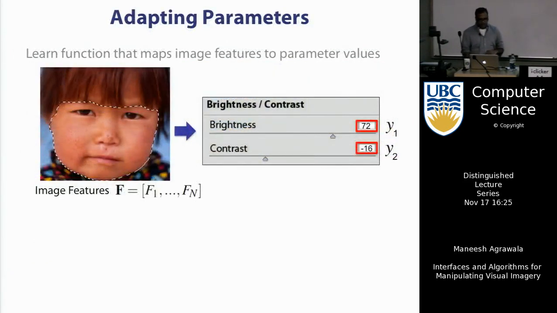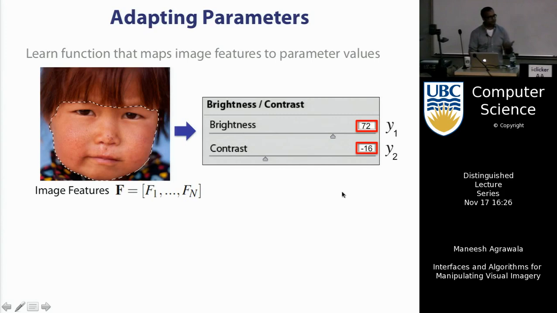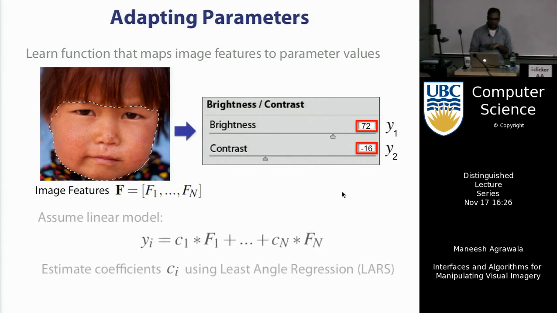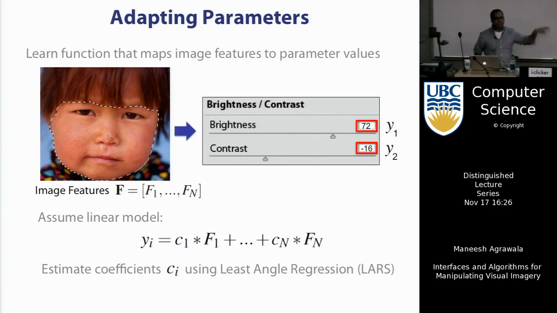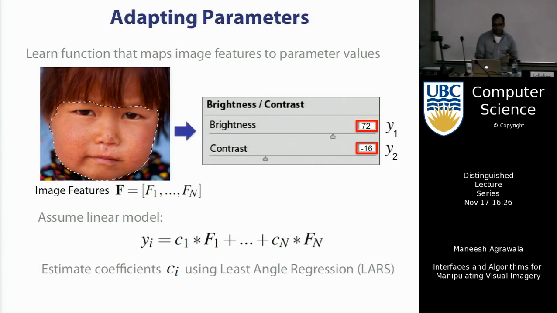So let's start with adapting the parameters of these global operations. Here, what we want to do is take the current selection, compute some features on the current selection, and then build a mapping from that set of features to these output parameters for brightness and contrast. And our approach is to assume a linear model like this one. And the key problem here now is to estimate these coefficients from the features and the demonstration examples.